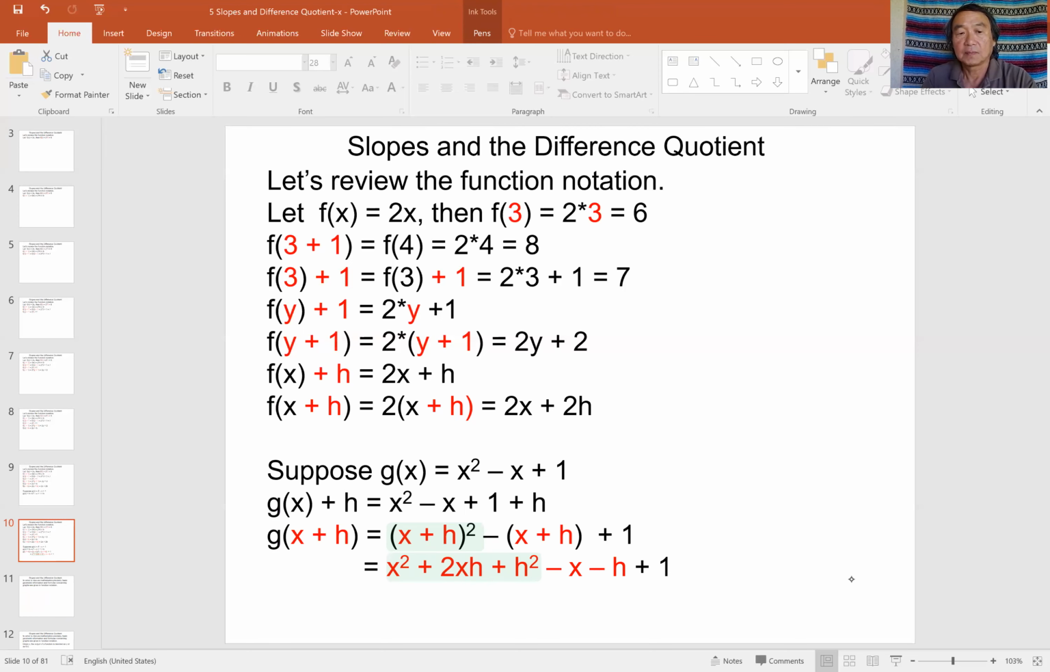Versus, add the h to the x, then take the entire x plus h as the input into the formula. Then you will have x plus h squared minus the x plus h. And then you have to expand it, and this is what you will get, which is a lot more complicated, a lot lengthier than the one on top, if you put the h with the x first. So make sure you know the difference of these two. Now let's go to difference quotients.